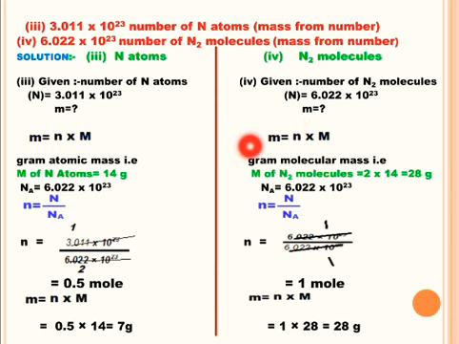And which formula is to be used? That is small m is equal to small n into capital M. So students, again here we have to calculate small m, but we are not given the small n value. We can find out the value of small n from this formula: small n is equal to capital N divided by Avogadro number Na.